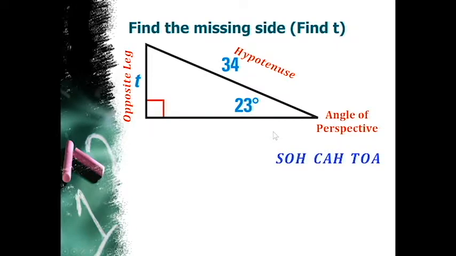Now I'm going to look at SOHCAHTOA and figure out what I want to use. I need something that uses opposite and hypotenuse, which is the sine. So we're going to use that sine function. We're going to ignore the other two. We're going to write our equation: the sine of the angle equals the opposite leg over the hypotenuse. Then we are going to plug in our values.